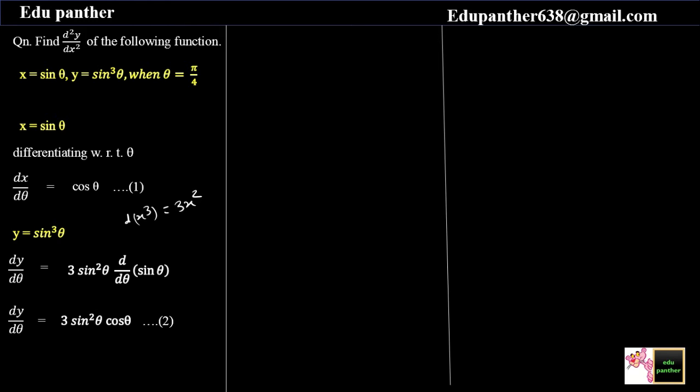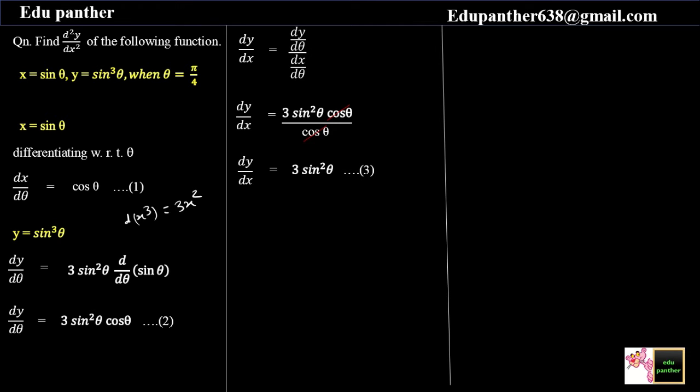Next we have to find dy by dx. So formula for dy by dx is what? In case of parametric function, this is dy by d theta upon dx by d theta. Now from equation number 1 and 2, substitute those two values over there. So we'll get 3 sine square theta cos theta upon cos theta. Now simplified, we can cancel out this cos theta here. So what we are left with, 3 sine square theta. So this is our first derivative, or we can say first order derivative of the function. So say it is equation number 3.